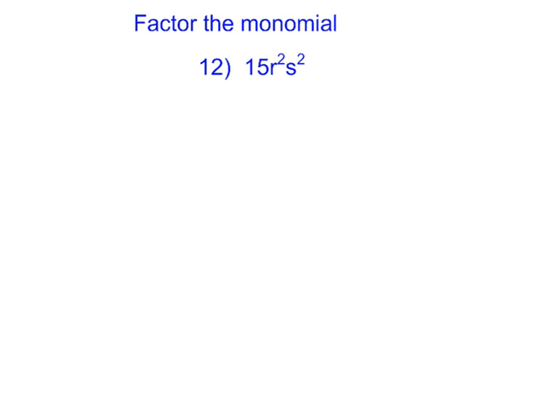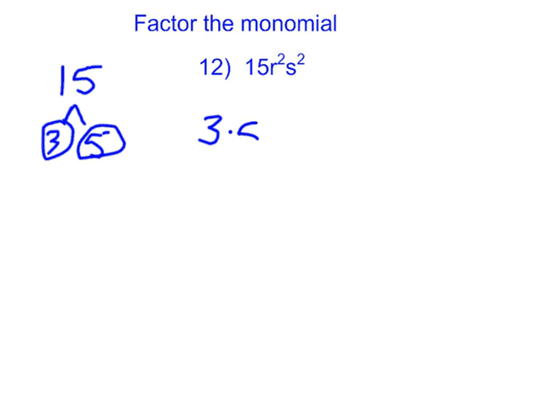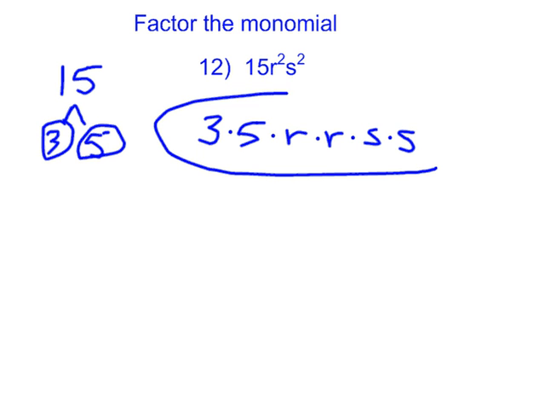All right, number 12, we're going to do the exact same thing. We're going to take 15, use prime factorization. Well, that's 3 times 5. Those are both prime numbers. So 15 will be 3 times 5. And then we have times r times s times s. So the monomial factored is 3 times 5 times r times s times s.